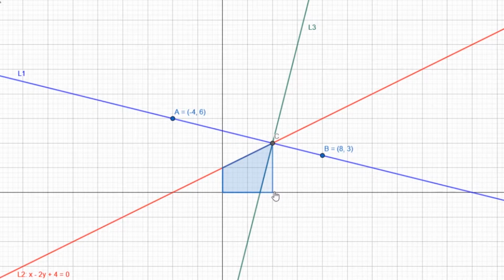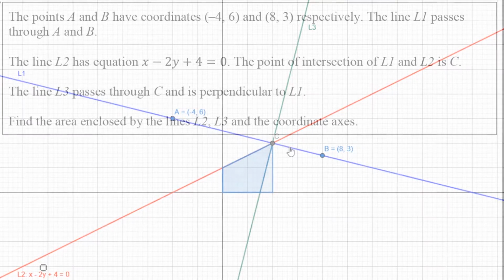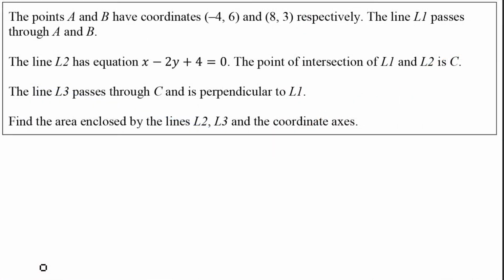So how are we going to do that? First of all, we will need to know where C is, and C is the intersection of L1 and L2. We've got an equation for L2, but we don't have an equation for L1. So the first thing we should do is work out that line's equation. What we do know about L1 are the coordinates of 2 points on it. To work out the equation of a straight line, if you know 2 points, we'll also need to know a gradient, and then we can use a gradient in any one of those points.